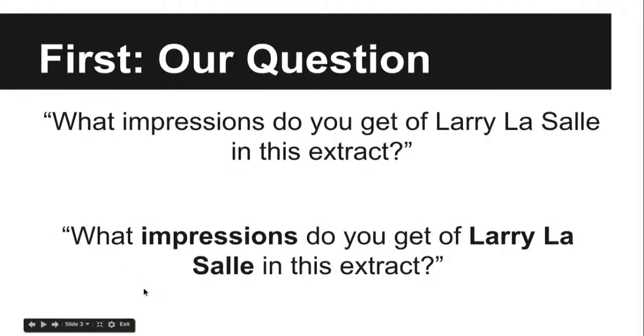Okay, now let's have a look at the key words in this question, the type of things that hopefully you've underlined. So, what impressions do you get of Larry LaSalle? First of all, we can see that this word impressions tells us that it's asking for our opinion, or rather what thoughts we have on a character, how a character is being presented. Okay. And then we get the name of the character, Larry LaSalle. So we know that that's the name we're looking out for in terms of gathering evidence.